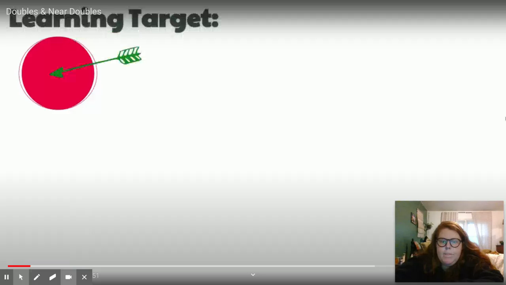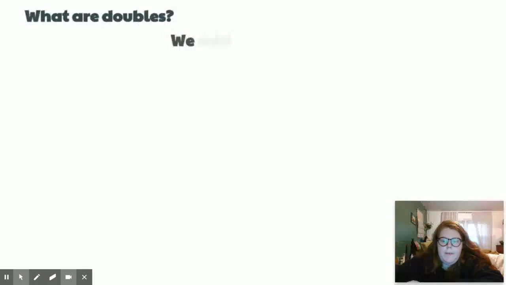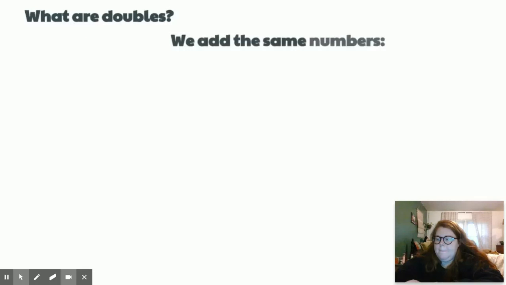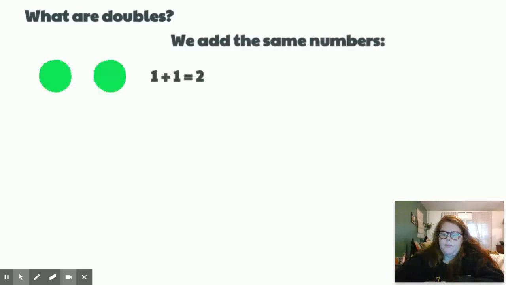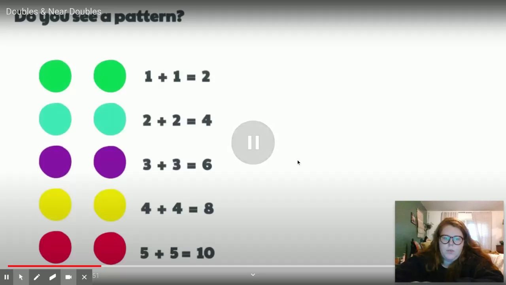Learning target: I can use doubles and near doubles to solve equations. What are doubles? Doubles are when we add the same numbers. 1 plus 1 equals 2. 2 plus 2 equals 4. 3 plus 3 equals 6. 4 plus 4 equals 8. 5 plus 5 equals 10. Do you see a pattern? You know all these. Good job. We've learned all these over the last 2 weeks. Pattern with these doubles?